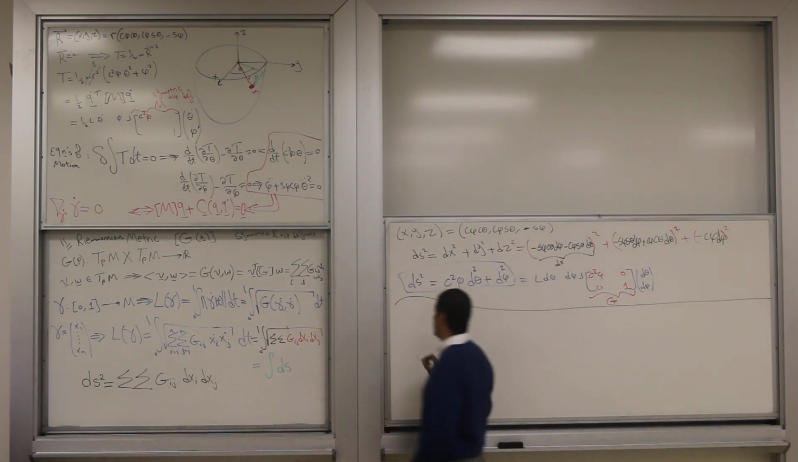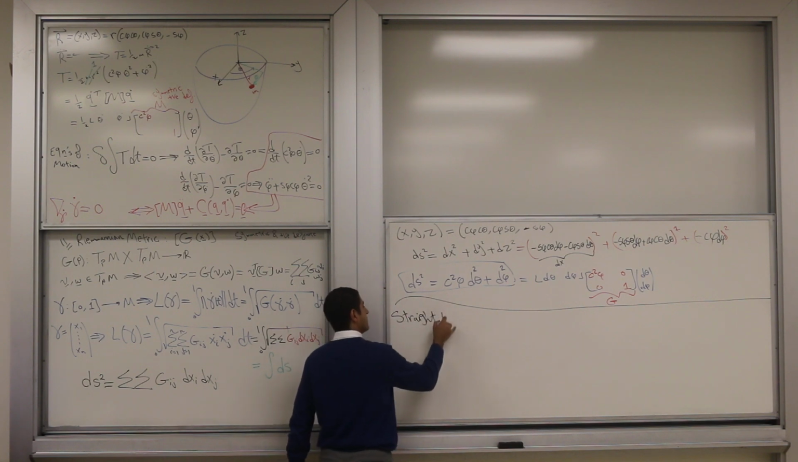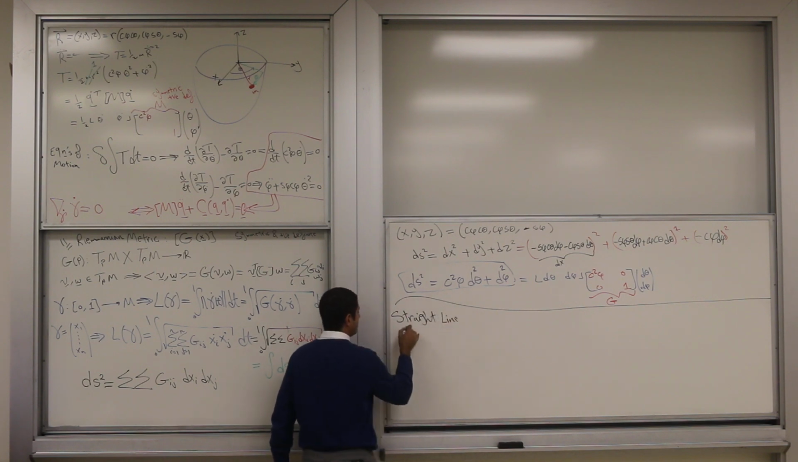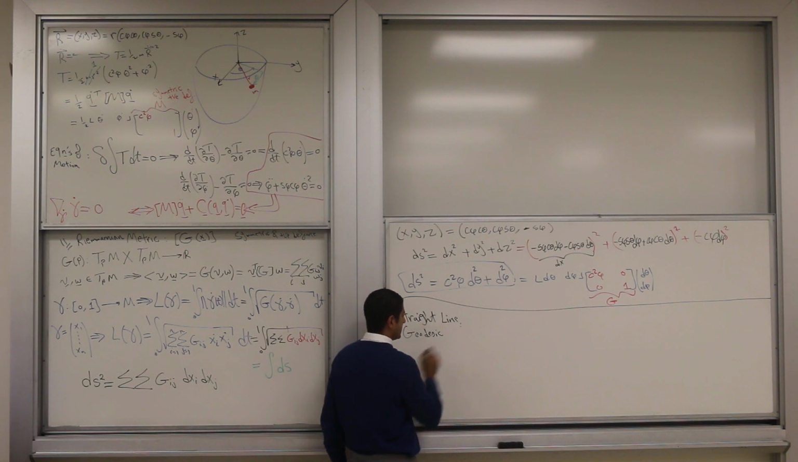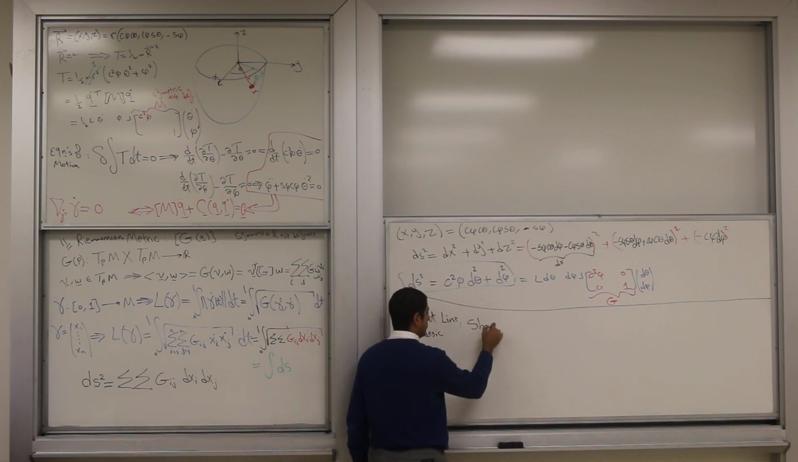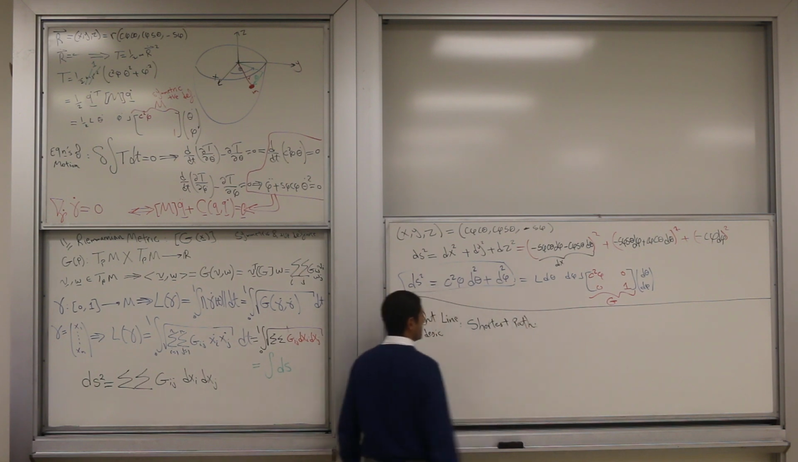So I need the straight line, which we call geodesic for a curved space. This is the one. Now we're defining it as the shortest path. So what do you mean by the shortest path?